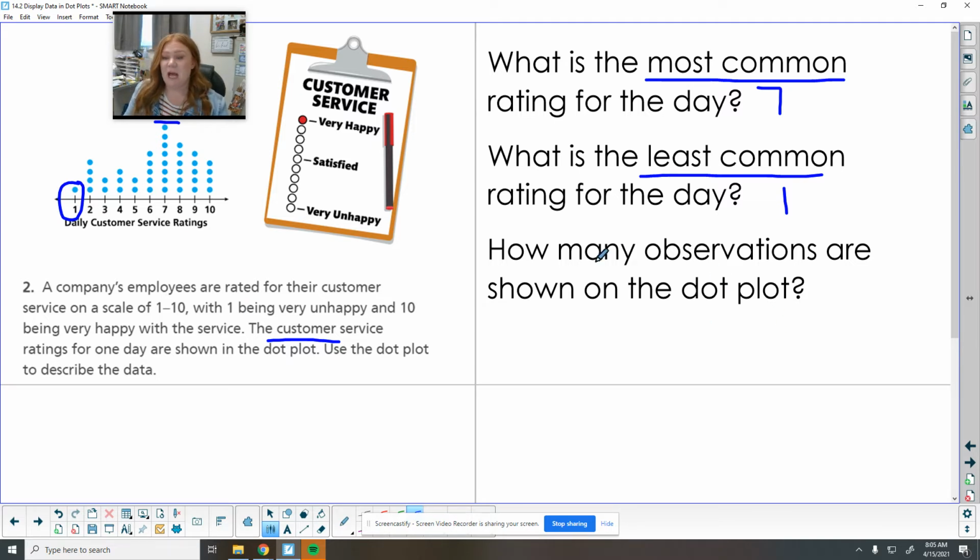Now it wants to know how many observations are shown on the data plot. So remember, our observations are each person that they asked that question to. So to find how many observations there are, we just go ahead and count all of the dots to get that answer there.